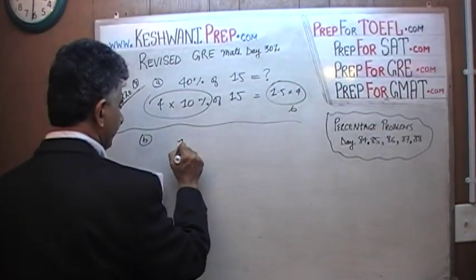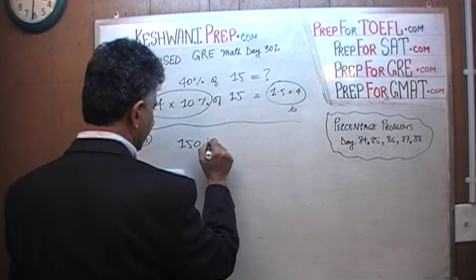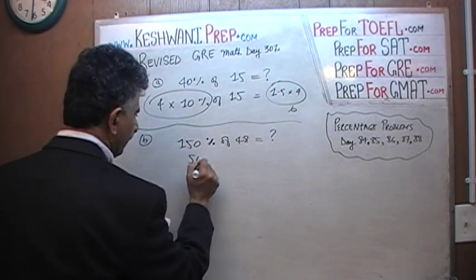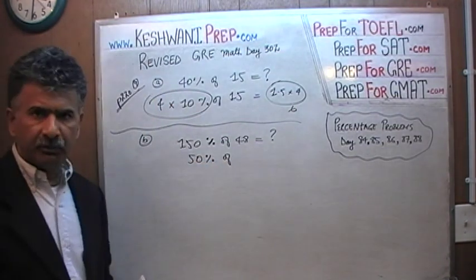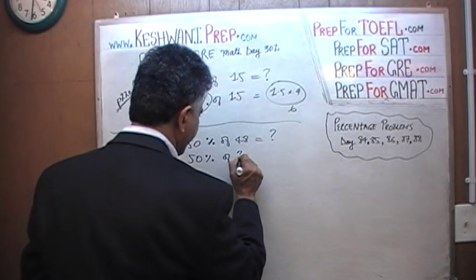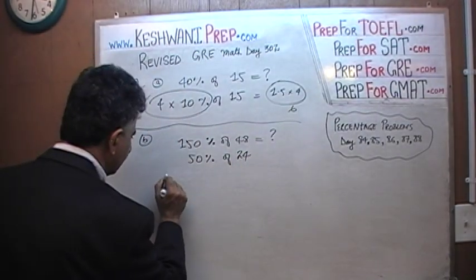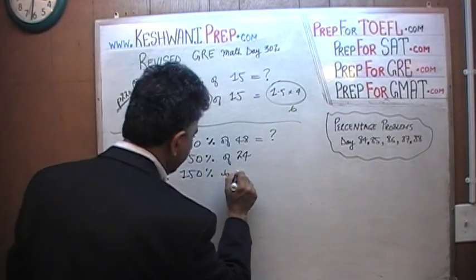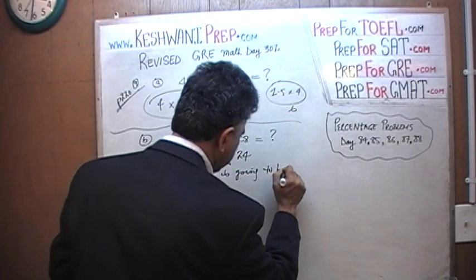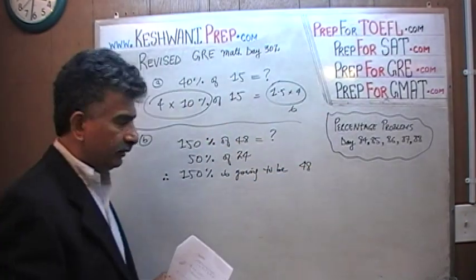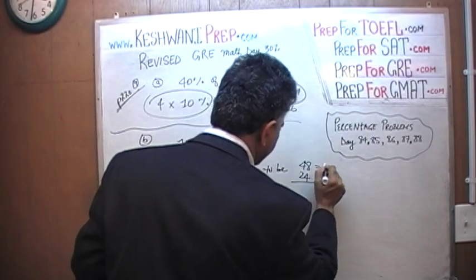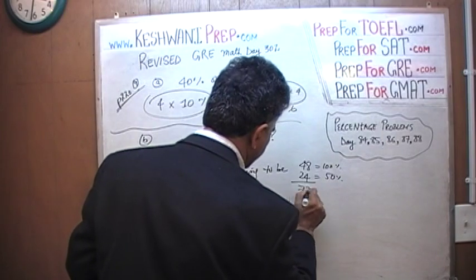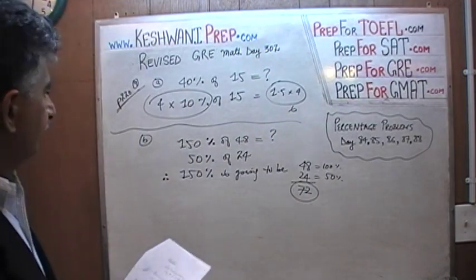Part B says, 150% of 48 is what? Well, we know that 50% of 48 is going to be half of 48, which is 24. Therefore 150% is going to be 48, which is the 100%, plus 24, which is the 50%. This is the 100%, this is the 50%, therefore it is 72. That's it, we are done with this one.